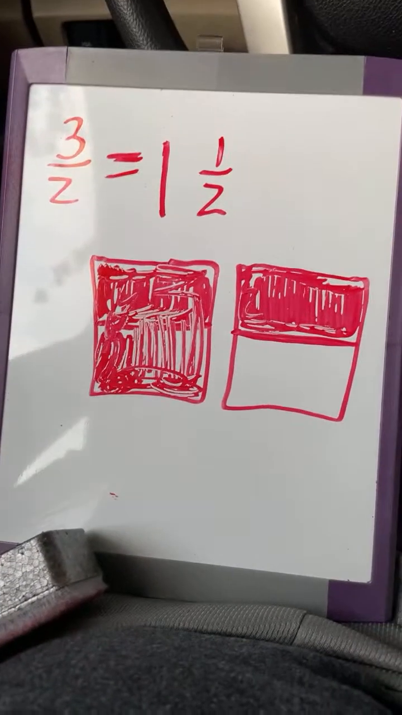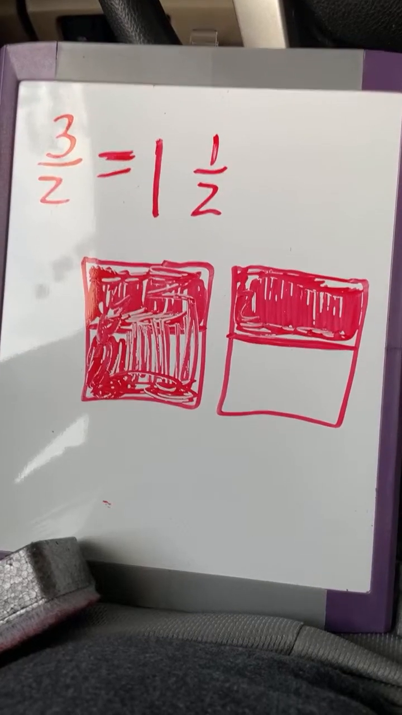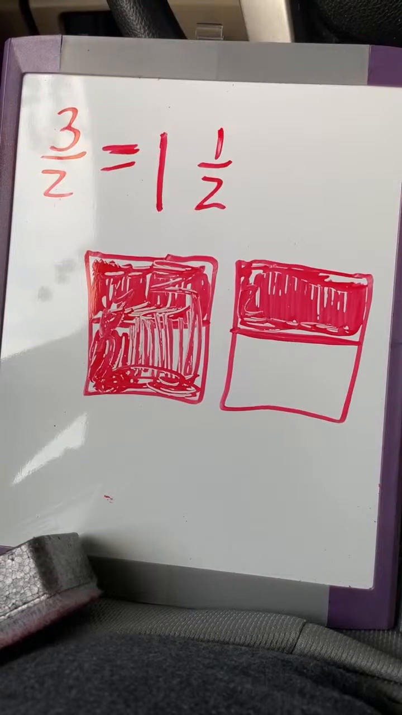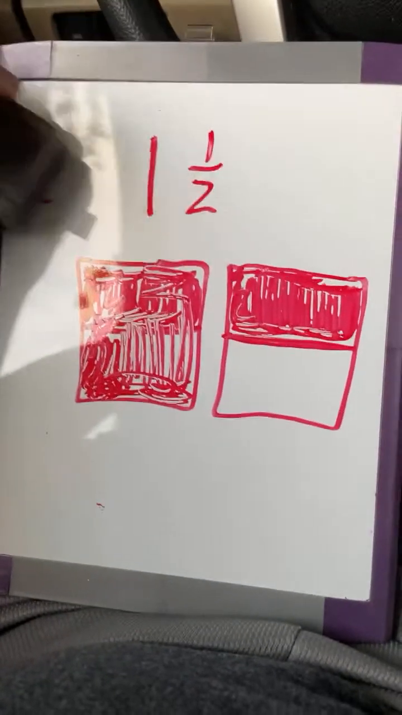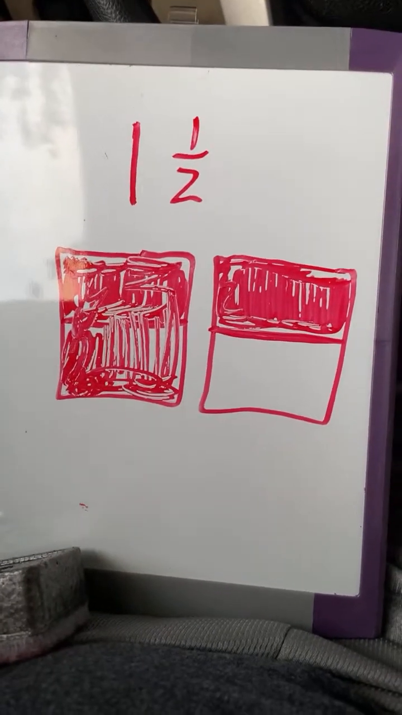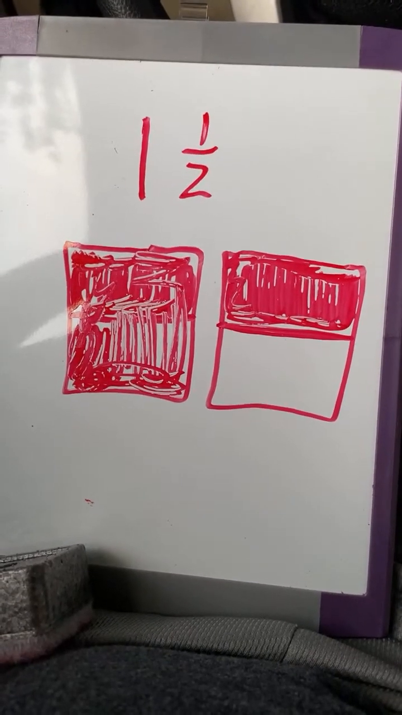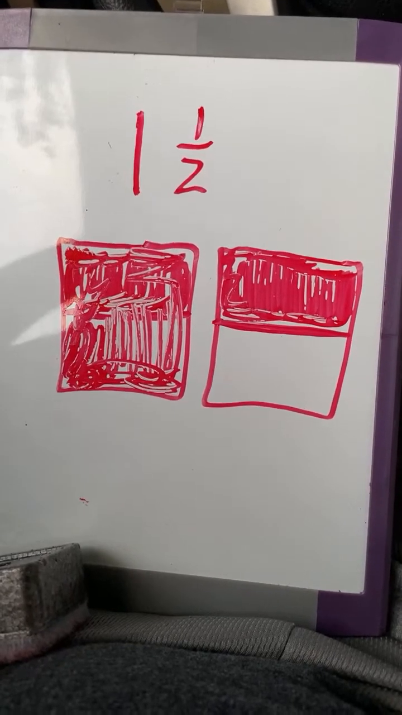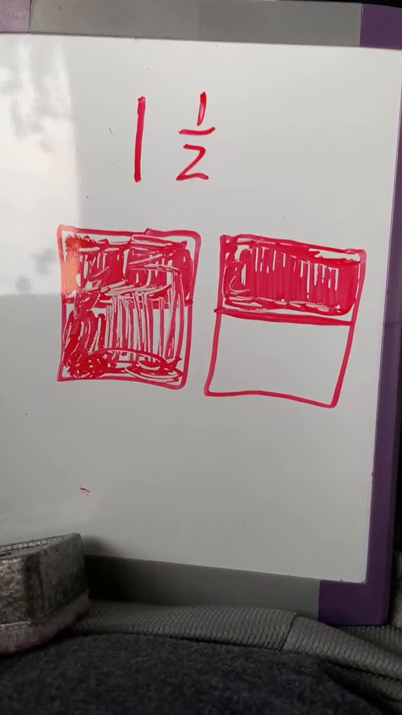So this is the fraction model that represents 1 1/2. So 3/2 and 1 1/2 are equal, like they're the same thing. 3/2 would be an improper fraction and 1 1/2 would be a mixed number, but they mean the same thing. It's basically just different ways of writing it.